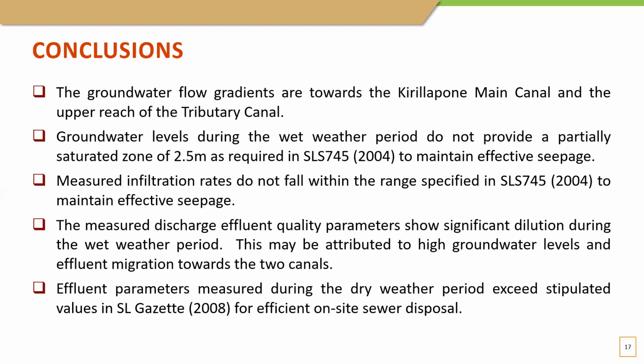So finally, I come to the conclusion of my project. We can say that the groundwater flow gradients are towards the Kirlapana main canal and the upper reach of the tributary canal. This is taken from the groundwater table contours. Next, the groundwater level during the wet weather period does not provide the partially saturated zone of 2.5 meters as required in SLS 745:2004 to maintain effective seepage.